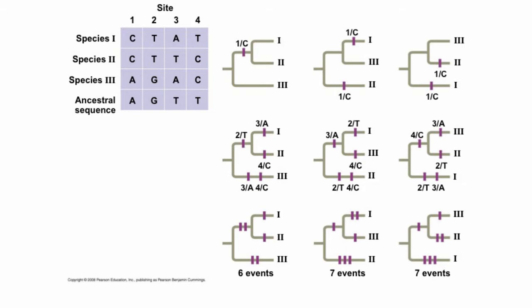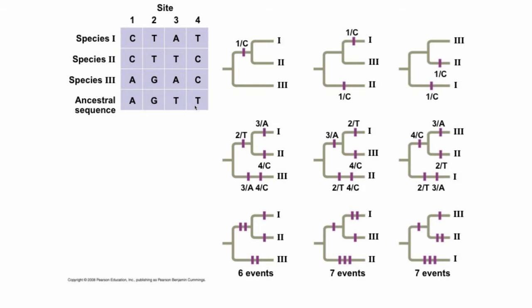Okay, so I'm going to do my best here to explain this. We might need to come back to this in class because I don't want to take too much time on it right now. But let's imagine that we have these 4 nucleotide sequences, and we know that the common ancestor of these 3 species had the following sequence, A, G, T, T.